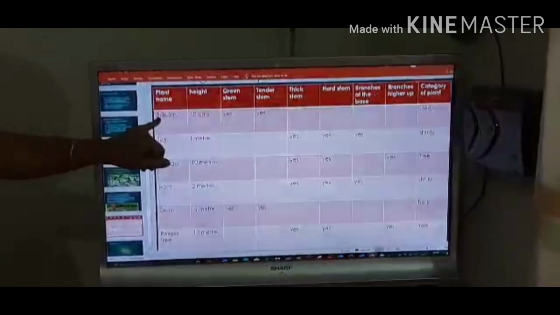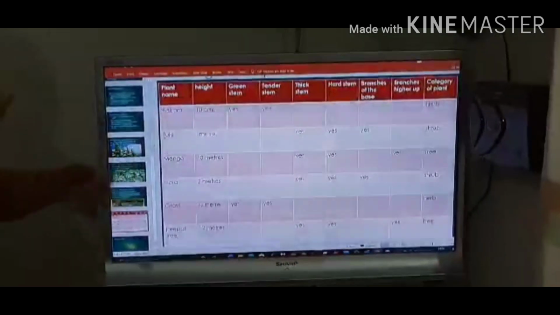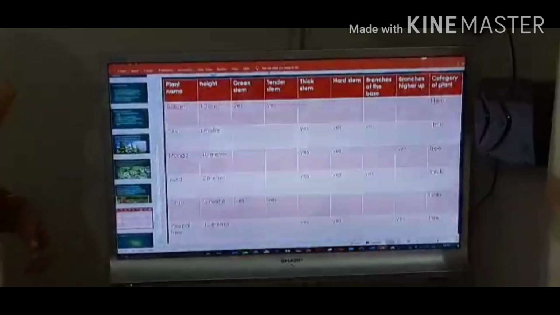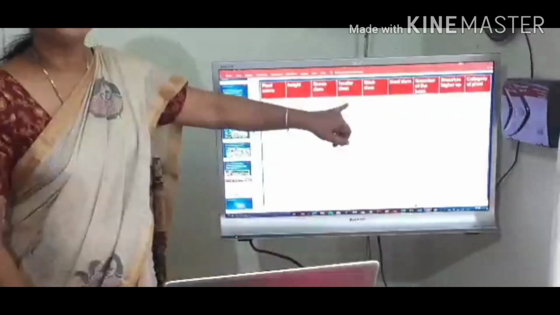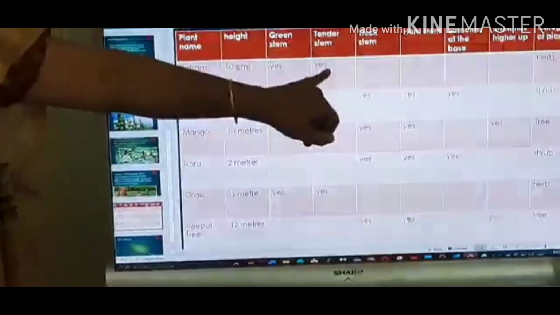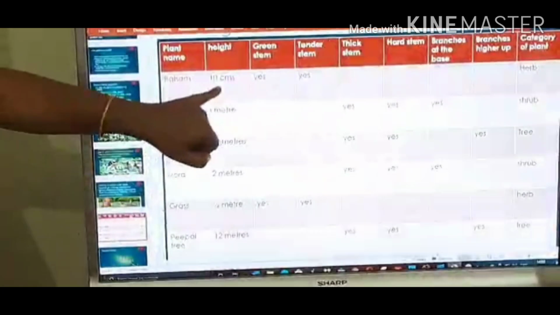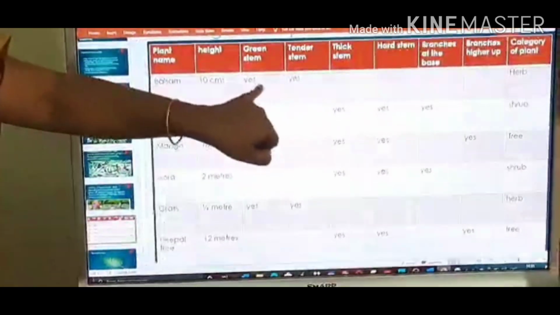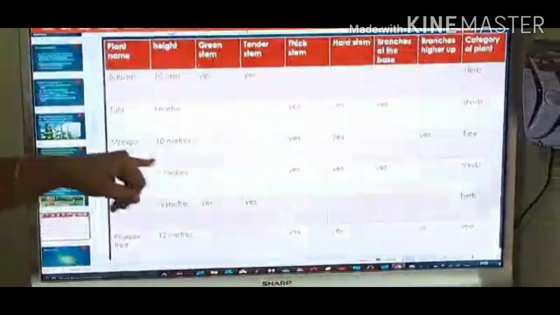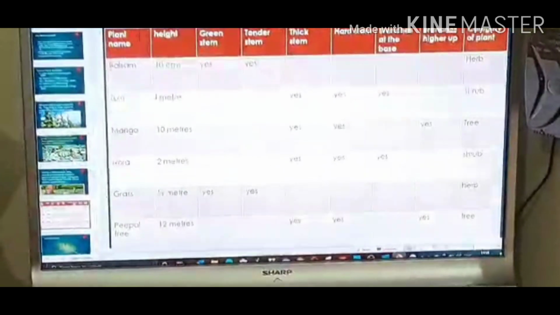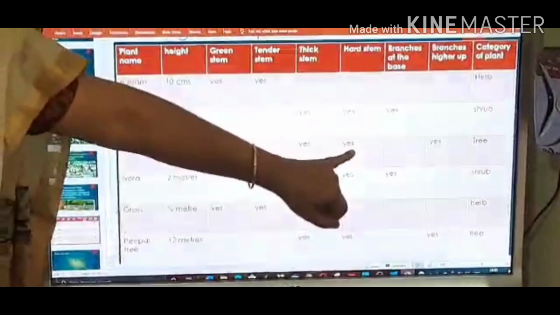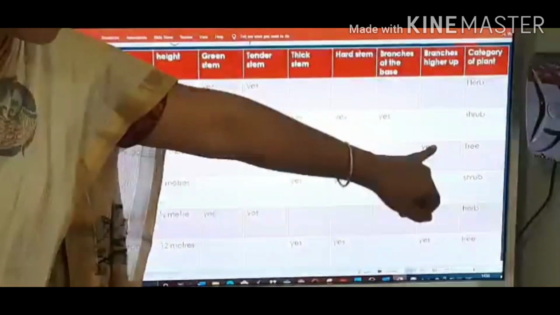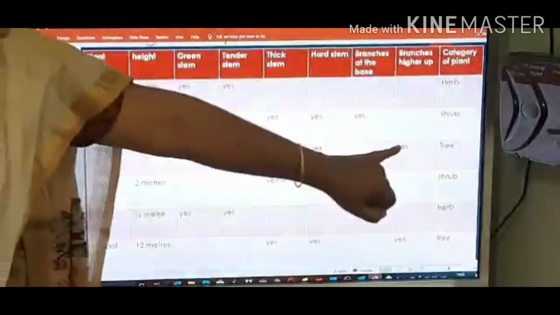I left out the first one. The first one is balsam, almost 10 centimeters in height. Green stem, tender stem. If these two things are there, we call it a herb. Then mango, more than 10 meters. It has a thick stem, hard stem, and branches higher up. Yes, for these three columns you have to say yes.